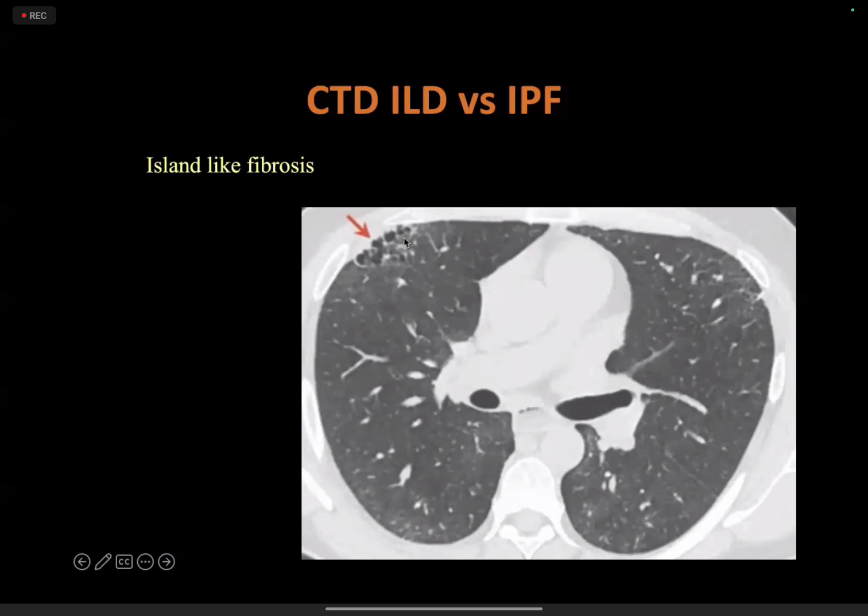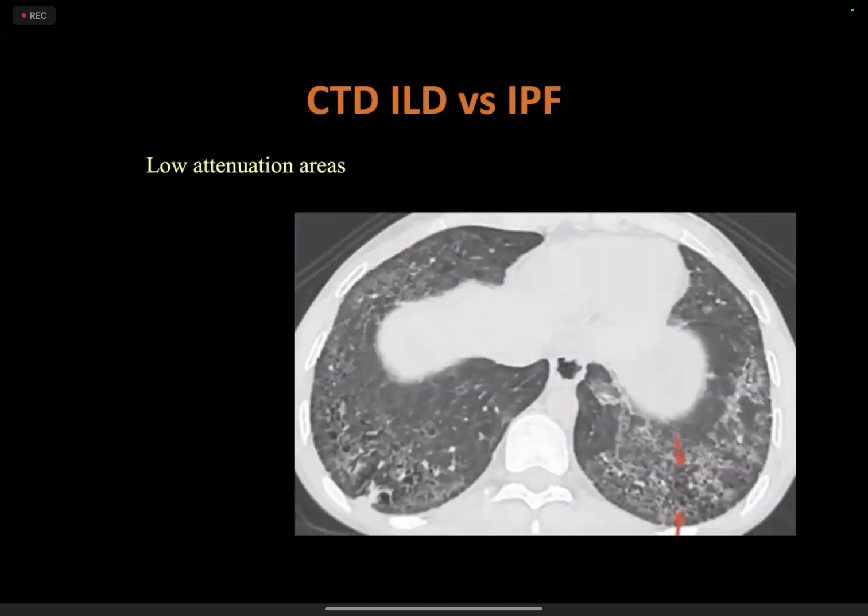Then island-like fibrosis. If you see this example, there are just a few patchy areas of involvement in this slice, and they look like a small island of involvement, with a sharp demarcation from the normal lung, and the rest of the adjacent lung is spared. Where you see such specific small island-like areas of fibrosis, that is also a sign for CTD-ILD. Then many times you see such low attenuation areas without any definite wall. So they don't look like honeycombing clearly. They don't even look like a cyst, but just a low attenuation area within the areas of fibrosis, and that also is a sign of CTD-related ILD.